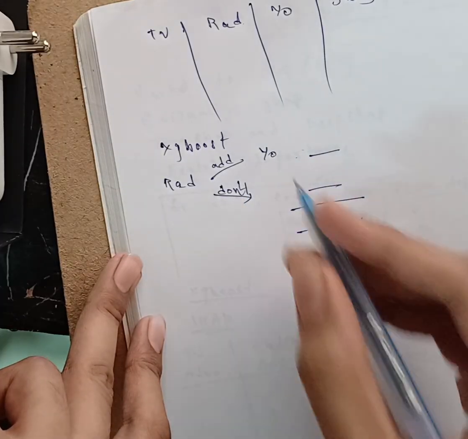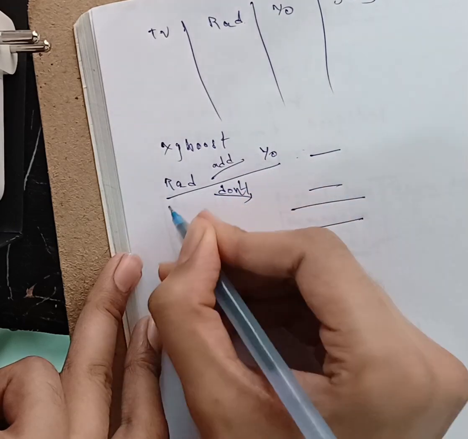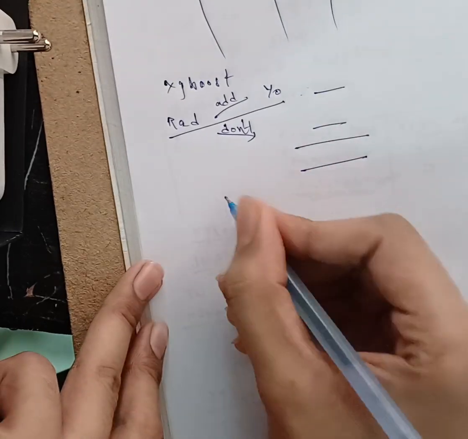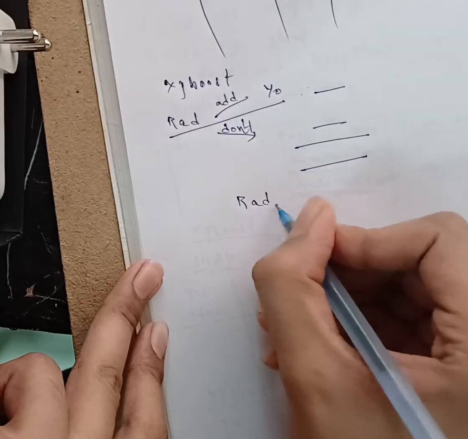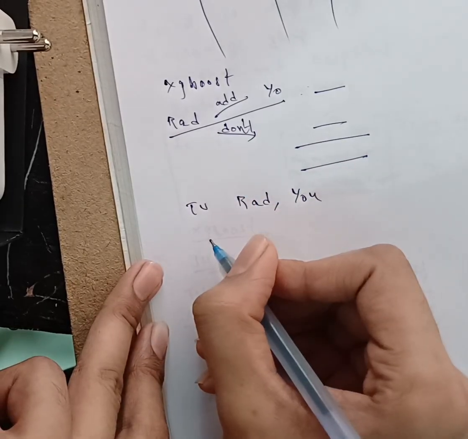Now the thing is, let's say you want to get a prediction for this particular value. What are all the features we have? We have radio and YouTube as features, but we don't have the TV feature.